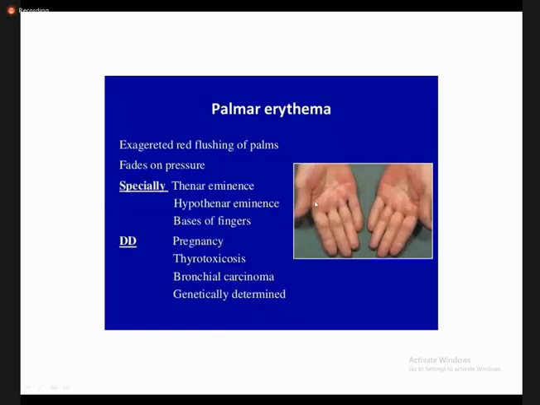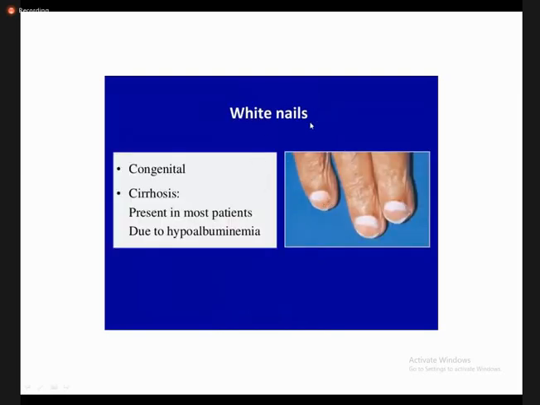Then palmar erythema. There you can see the redness over the thenar and hypothenar eminences of the palms. Again, these are not specific, but these are usually present in patients with chronic liver disease. Then the white nails. Can you see these white nails? Can you appreciate this? So these can be present if the patient has low albumin. Low albumin can be present in chronic diseases. It can be present in cirrhosis.